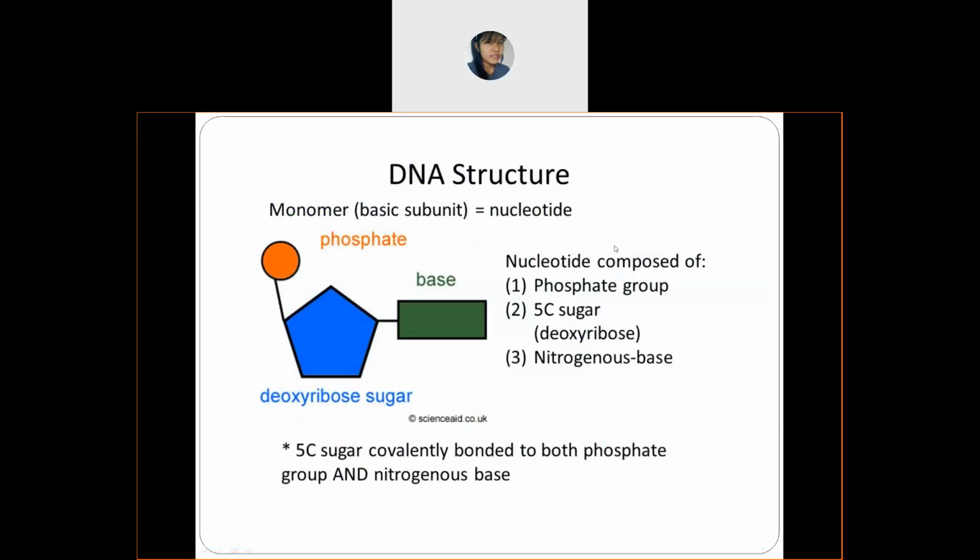Here I am showing you again. In this DNA structure, this nucleotide is there, and this nucleotide is composed of phosphate, then deoxyribose sugar, and the nitrogenous base. Ma'am, what is sugar? Deoxyribose sugar. This is the deoxyribose sugar. And this base is the nitrogenous base. Phosphate, deoxyribose sugar, and the nitrogenous base.